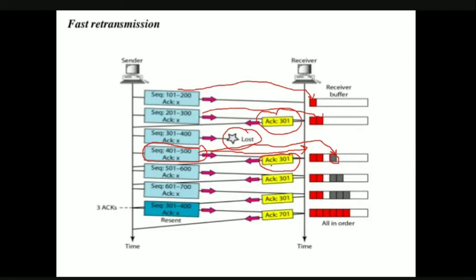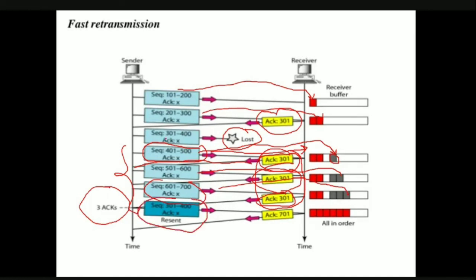So for the first time, the acknowledgement 301 is sent. In the meantime it is sending 501 to 600. When it sends 501 to 600, it is placed here, but again the acknowledgement is sent for 301 only. And now it again sent 601 to 700. It is placed here, and again the acknowledgement is sent for 301 only. So these are all duplicate acknowledgements. Whenever it gets three duplicate acknowledgements consecutively, then obviously it will retransmit.